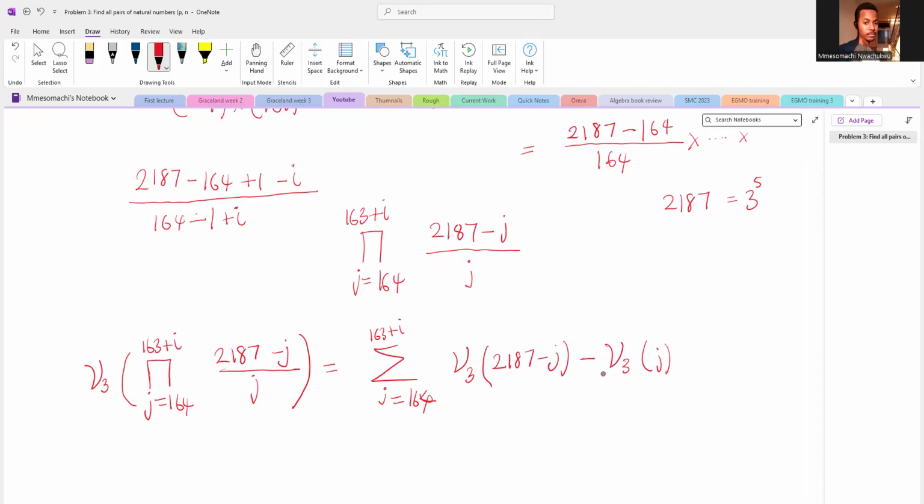So pay close attention to this. Recall that we said the periodic value of 3 in A times B is equal to the periodic value of 3 in A plus the periodic value of 3 in B. A similar thing can be said: the periodic value of 3 in A over B is equal to the periodic value of 3 in A minus the periodic value of 3 in B. So it behaves like a logarithm. You can read more about periodic values here. So we can replace 2187 with 3 to the power of 5.